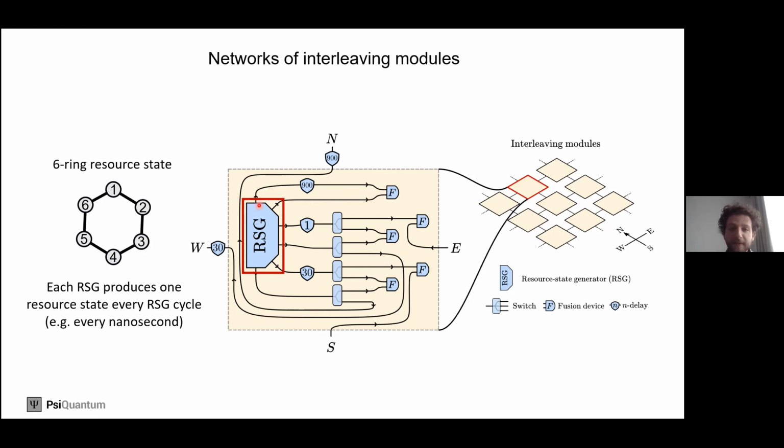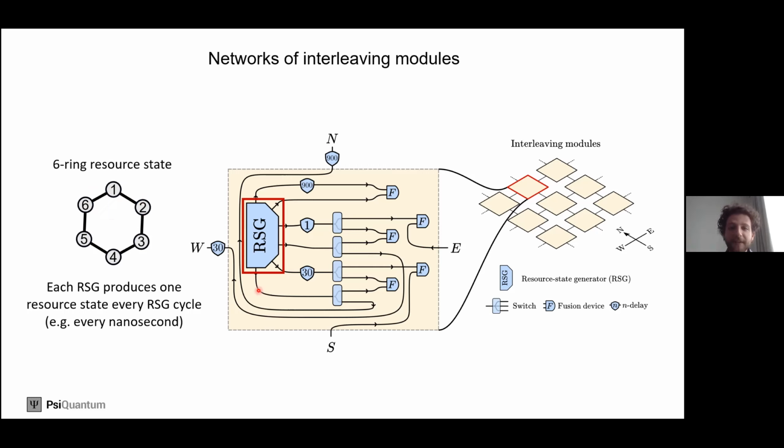In these pictures that I show, the resource state is a 6-photon state called a 6-ring, which is a 6-qubit graph state. You can think of it as the state that you get by taking 6 plus states arranged in a ring and then applying controlled Z gates between nearest neighbors. But this is not necessarily how these states are prepared. And there are various ways to prepare them, which I'll comment on later.